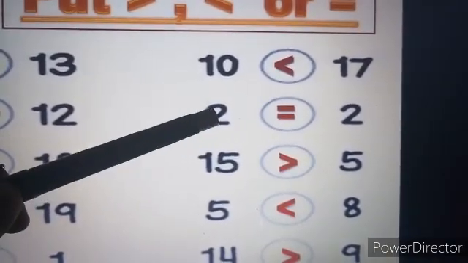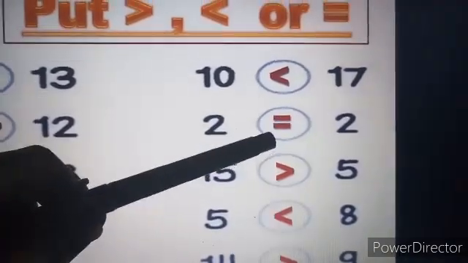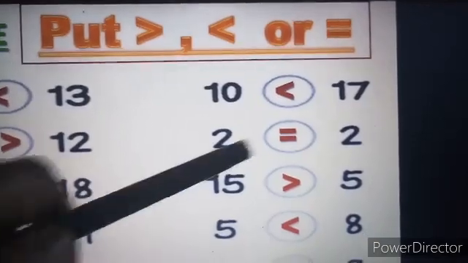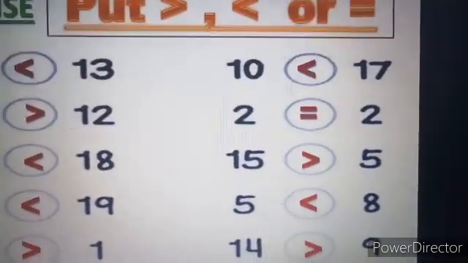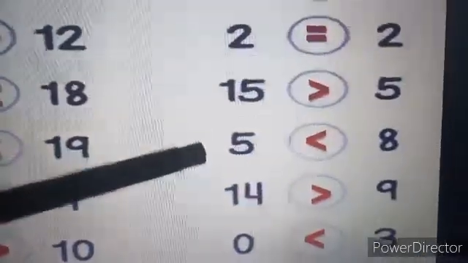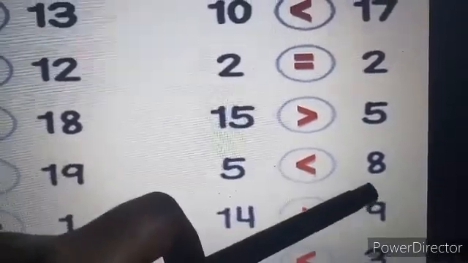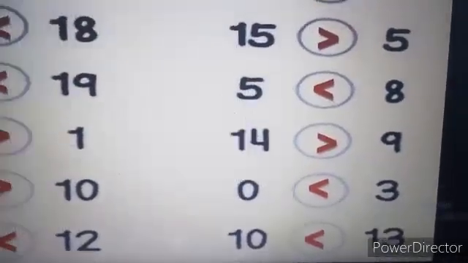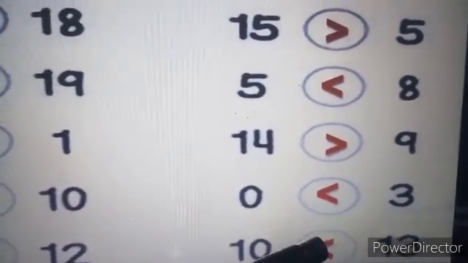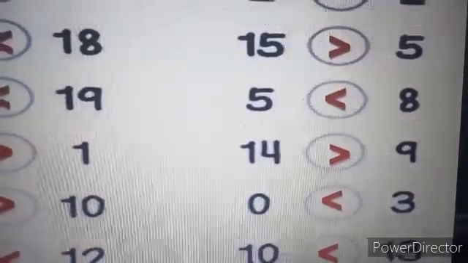Then the next 2 is equal to 2. See children, here same numbers has been written. So what symbol you will put? Equal to. Got it? Now the next one, 15 is greater than 5. 5 is less than 8. Then the next 14 is greater than 9. Okay. 0 is less than 3. Understood? Now the last one, 10 is less than 13. Okay?